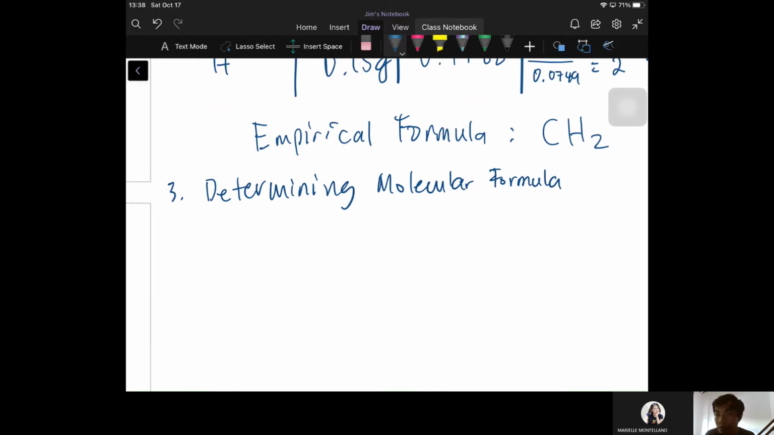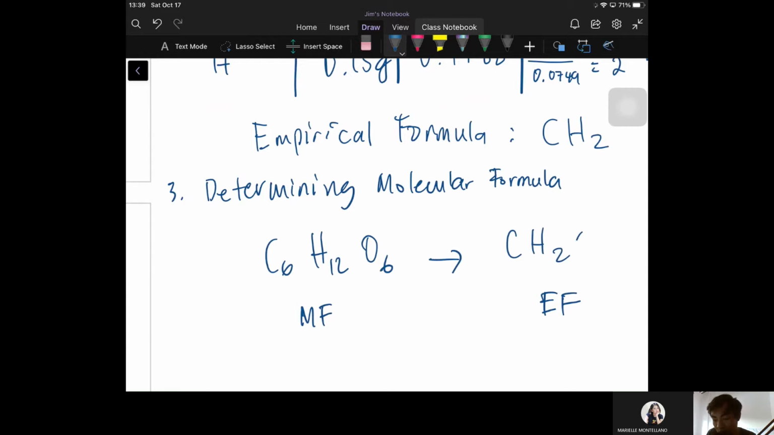Kung mapapansin nyo, yung ating molecular formula, we divide that by a number to get the empirical formula, di ba? For example, C6H12O6, yun yung molecular formula. Para makuha yung empirical formula, dinivide natin yan sa 6, no? Para makuha yung CH2O. So, that is divided by 6. Ngayon, baliktad yung gagawin natin. Hahanapin natin kung saan dinivide itong molecular formula para makuha ang empirical formula. Hahanapin natin kung anong number yung dinivide sa kanya.